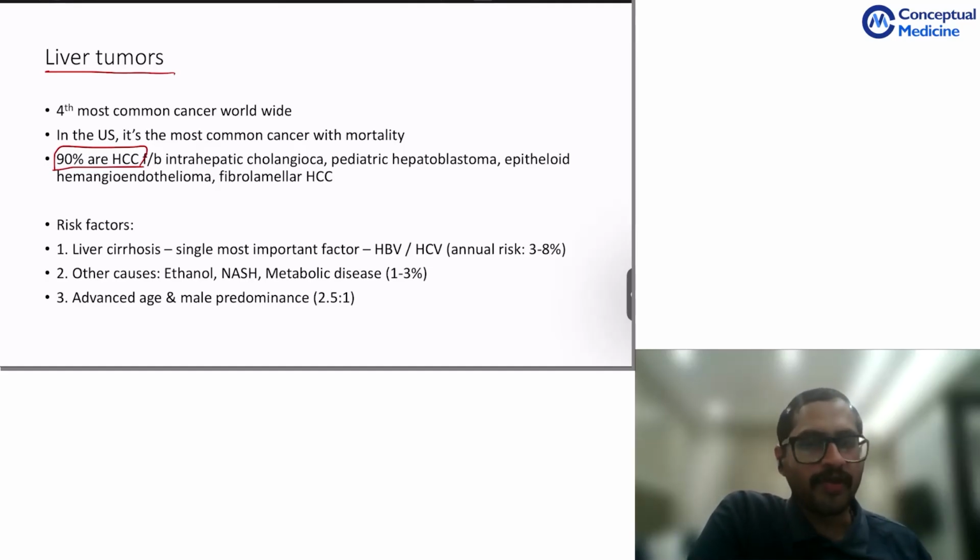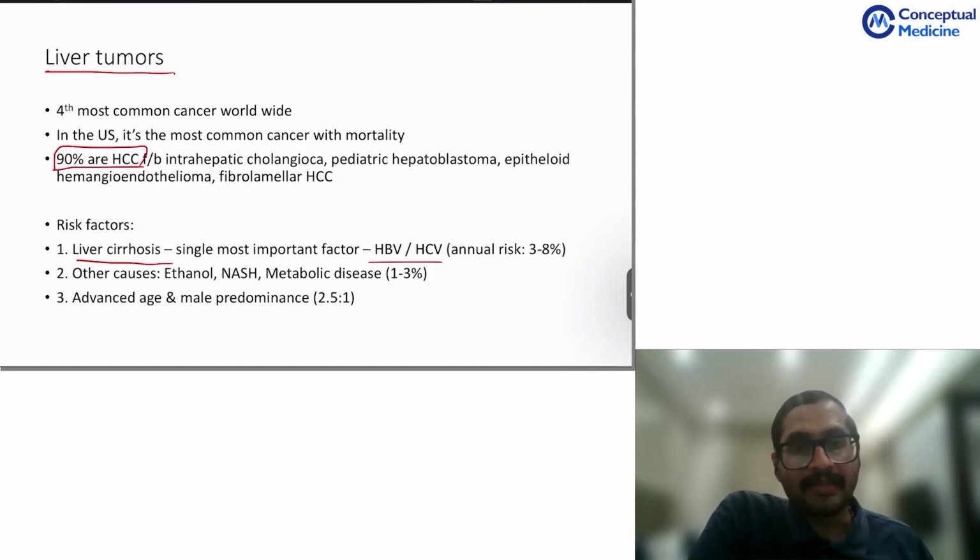So, what are all the risk factors for liver tumor? As we all know, decompensated liver disease. This could be viral, infective, or non-infective. Among the infective, hepatitis B and hepatitis C have an annual risk of 3 to 8% per year of transformation of liver cirrhosis into HCC.